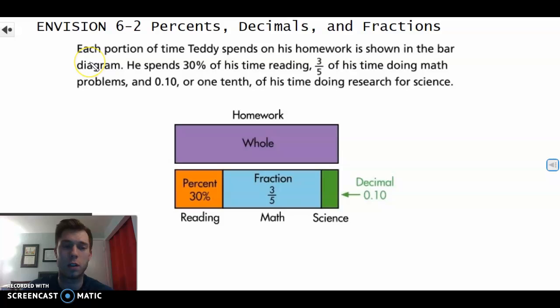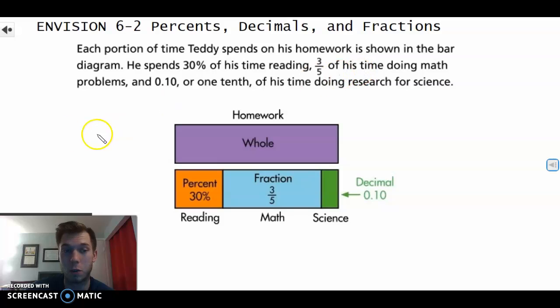We're going to look at this first word problem. Each proportion of time Teddy spends on his homework is shown in the bar diagram. So here is the whole amount of time that Teddy spends on his homework. He spends 30% of this whole amount of time reading, which is shown below here in this second bar diagram.